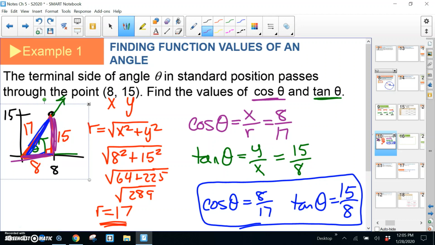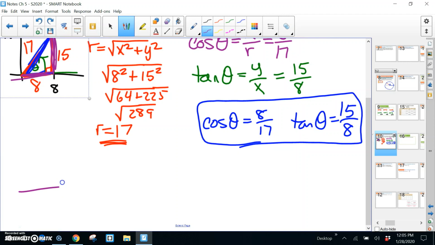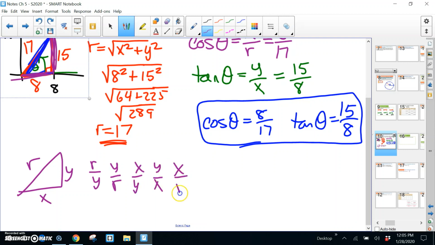So if you think about it, there are only 6 trig ratios. Really, all I'm doing is I'm picking 2 sides at a time. This is a probability problem or a combinations problem. If you try to make fractions out of any 2 of those letters, you could do r over y, y over r, x over y, y over x. What else? X over r, r over x. Did I get them all? That's it. There are 6 different ways of choosing 2 of the sides. That's why there are 6 trig ratios. We're just defining which of the 2 sides. Let's move on.